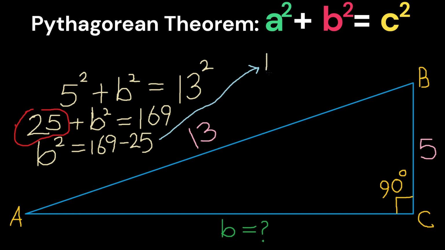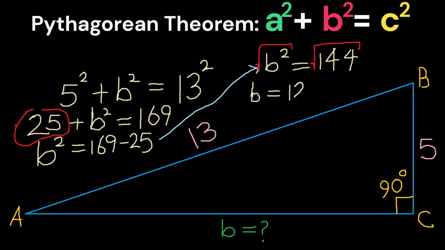What we get from that is b squared equals 144. Let's take the square root of both sides to find b. The square root of b squared is b, and the square root of 144 is 12.